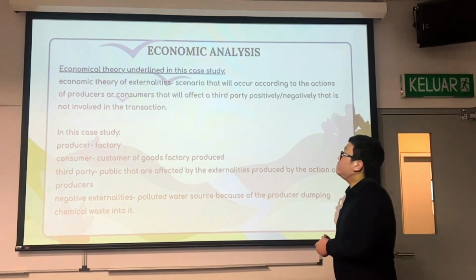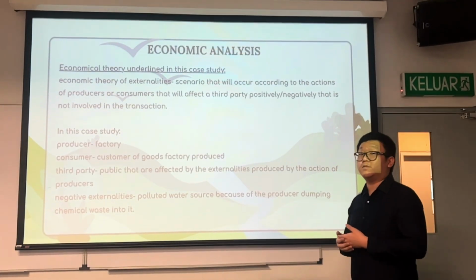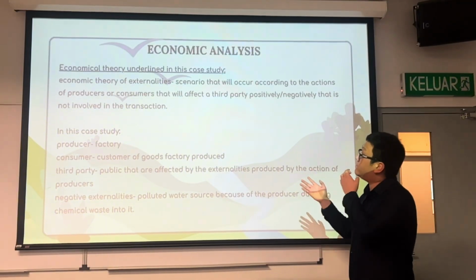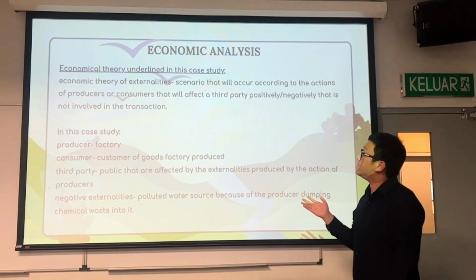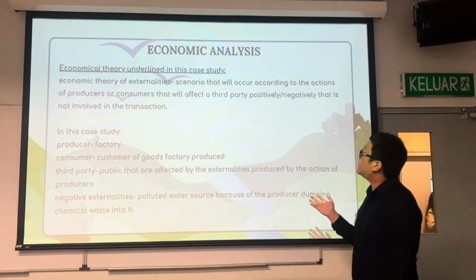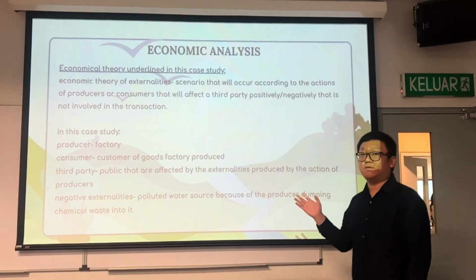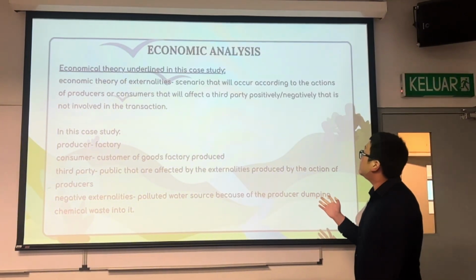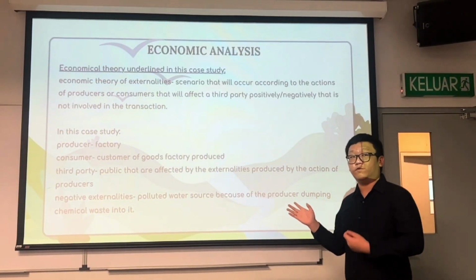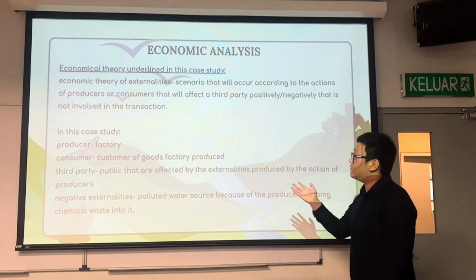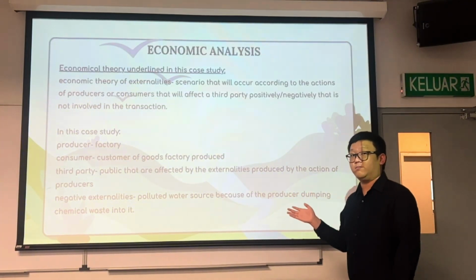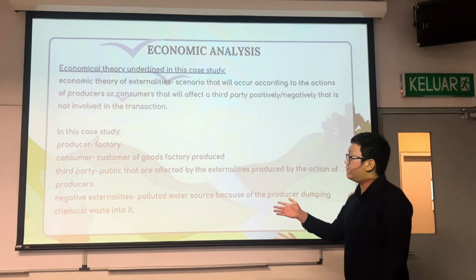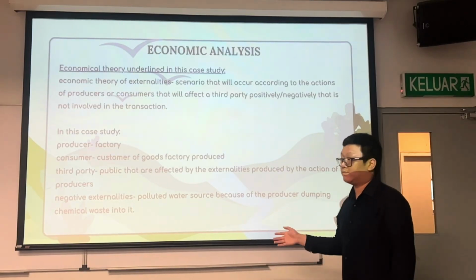After the brief introduction, we will look at this case study from a more economic angle, starting with the economic theory that underlies this case study, which is the economic theory of externalities. It states that the scenario occurs when the actions of producers or consumers affect a third party positively or negatively despite the third party not being involved in the transaction. In this case study, the producer is the factory, the consumer is the customer of the goods the factory produced, the third party is the public affected by the polluted water source, and the negative externality is the polluted water source.